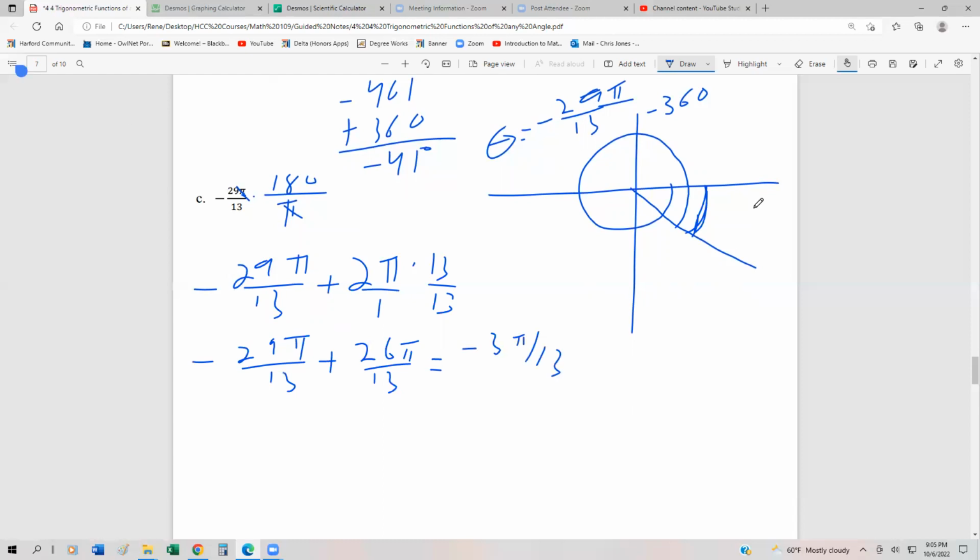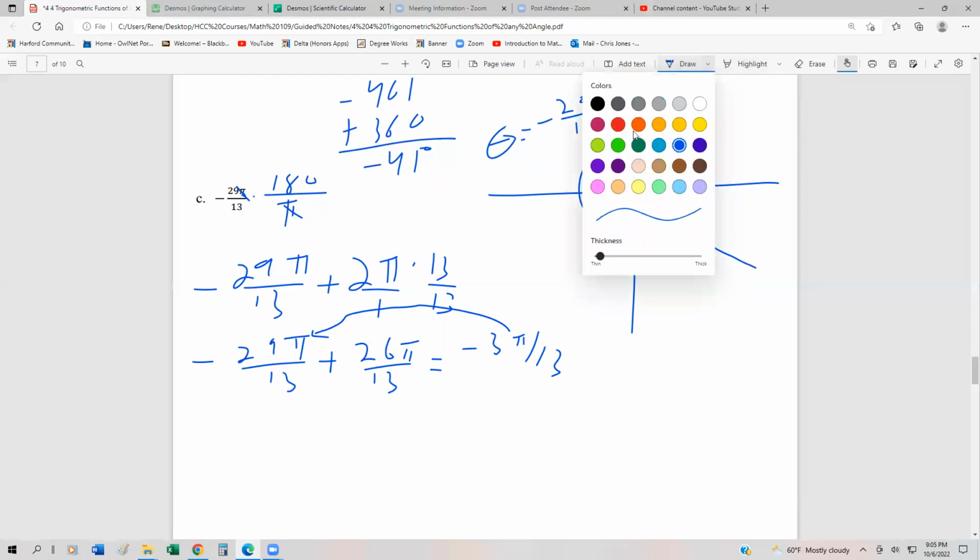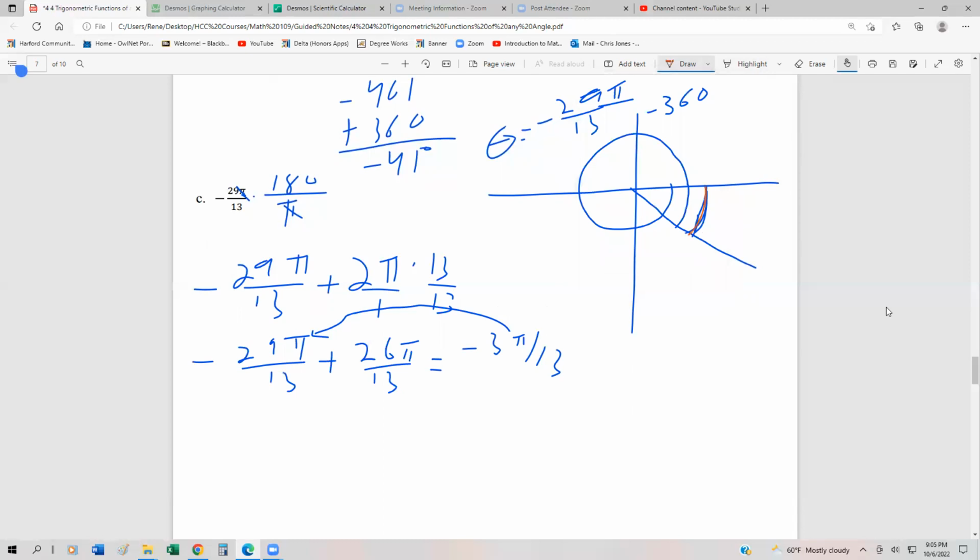Realistically, that means I need to add another 3 pi 13ths, or in this case, negative 3 pi 13ths, to get to this negative 29 pi 13ths. And so this angle right here, which I'm going to call theta prime, is going to be that 3 pi 13ths. Not negative, but that's how much more we would need. And remember, it's the positive angle that we need to form with the axis. So that's how we can figure out our reference angles.